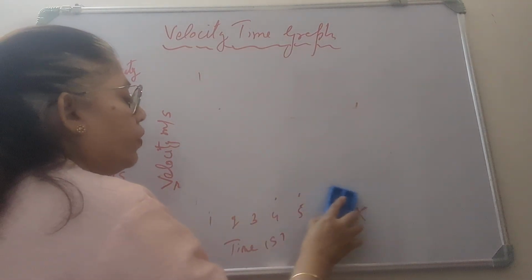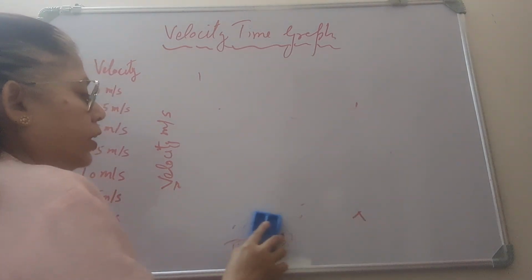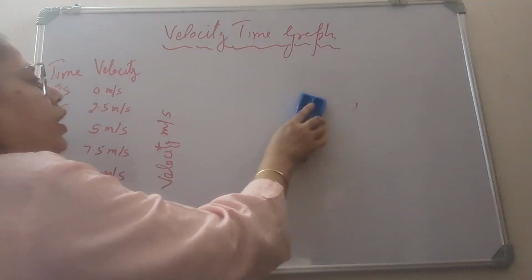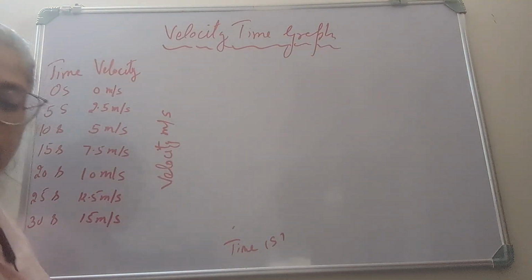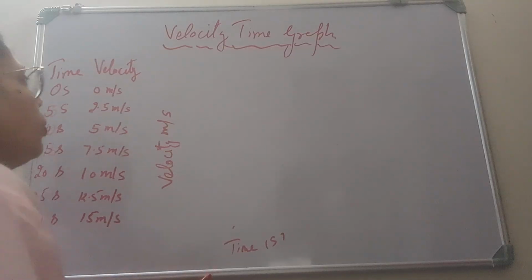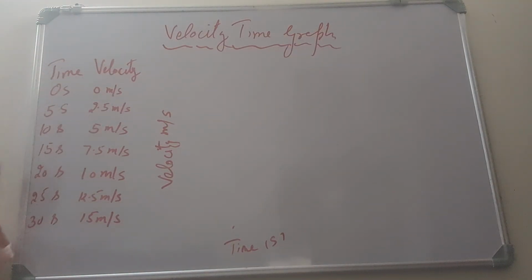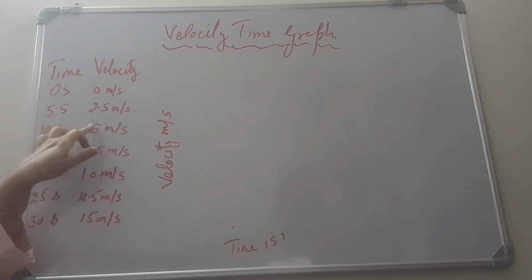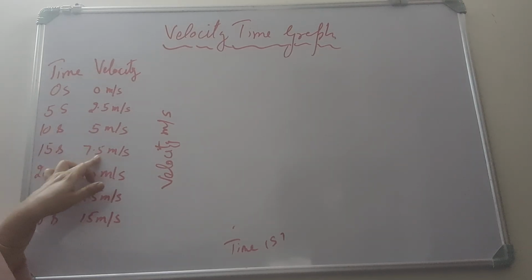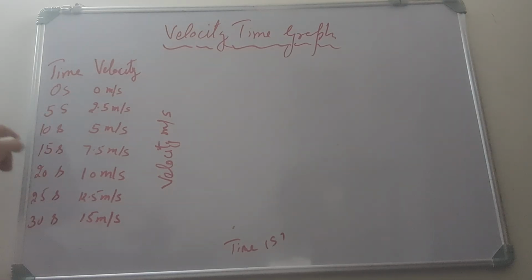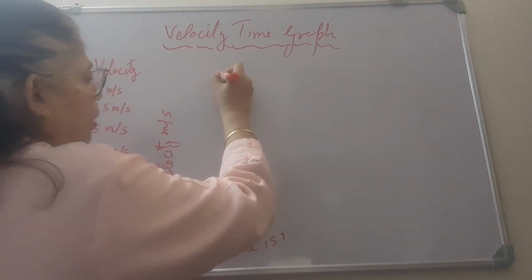Now again we will take an example of a graph where velocity is increasing, and it is increasing in equal intervals of time by equal amounts. Like this: 0 meters per second, at 5 seconds 2.5, at 10 seconds 5, at 15 seconds 7.5. In every 5 seconds it is increasing by 2.5 meters per second. Let's take an example of this.